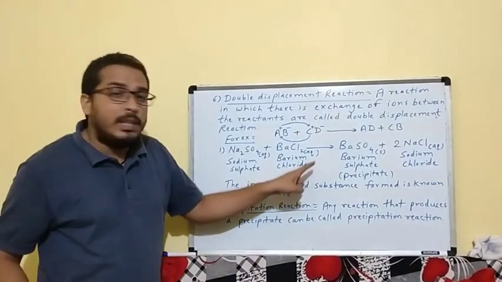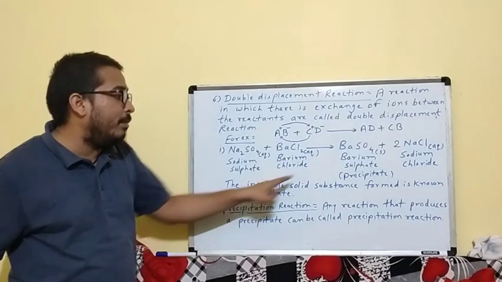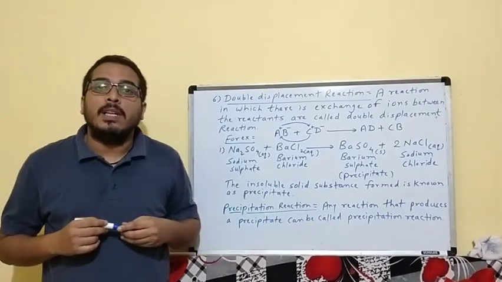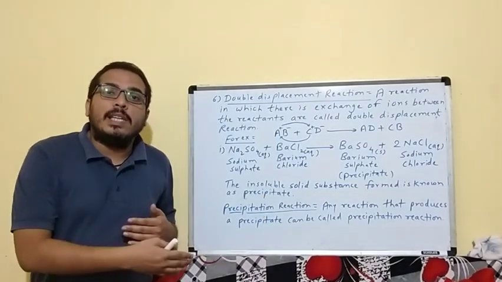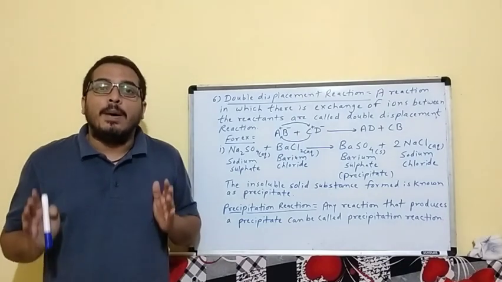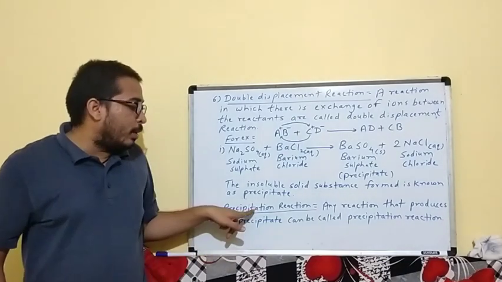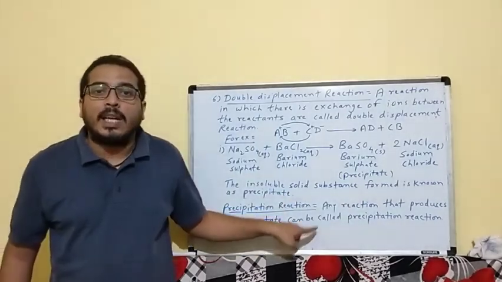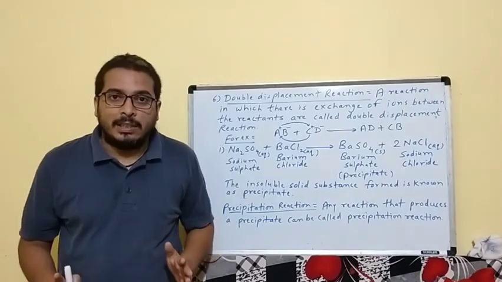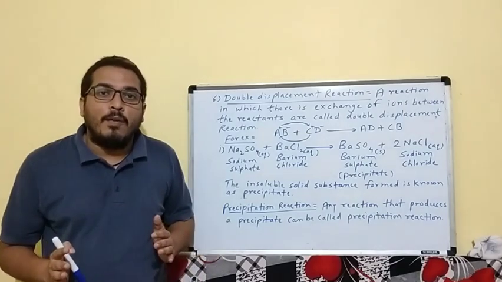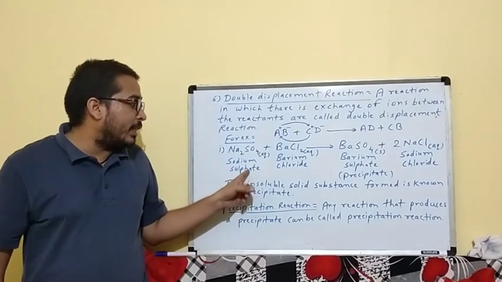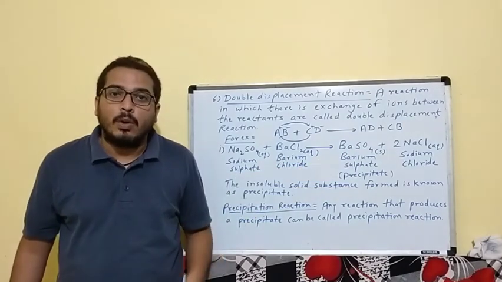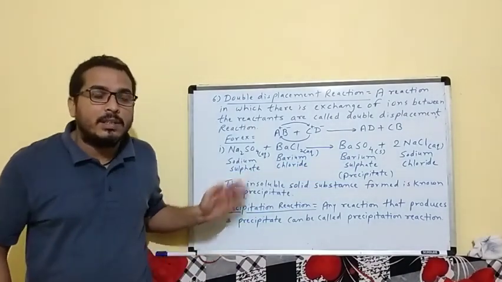The insoluble solid in this reaction is barium sulfate. The insoluble solid substance formed is known as precipitate. So in this reaction we will include one more reaction, that is precipitation reaction. The precipitation reaction means any reaction that produces a precipitate can be called a precipitation reaction. You can also give this example for precipitation reaction: sodium sulfate plus barium chloride gives barium sulfate plus sodium chloride. You can take the screenshot of this given content.